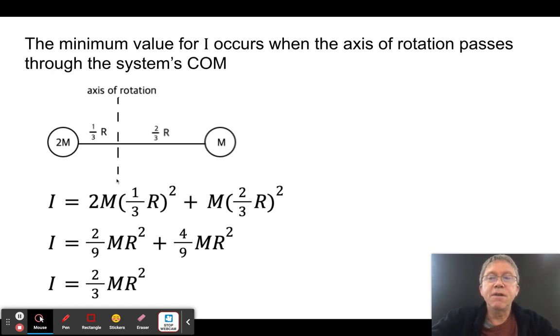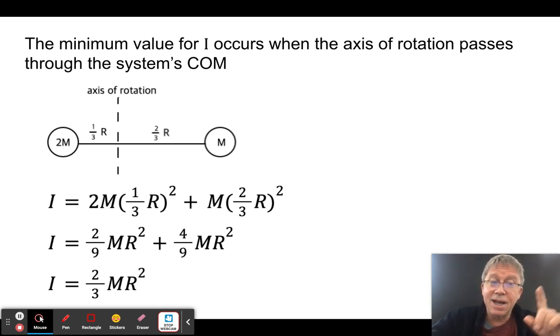Okay. So therefore, let's just do our mr squareds. I have 2m times 1/3 r squared plus m times 2/3 r squared. So that means I have 2/9 mr squared plus 4/9 mr squared. I have 2/3 mr squared. Now remember, when I put it here, it was mr squared. This is a third less than that. This is the minimum I can get, which is why it's going to rotate around that.